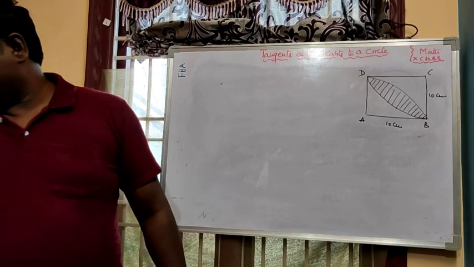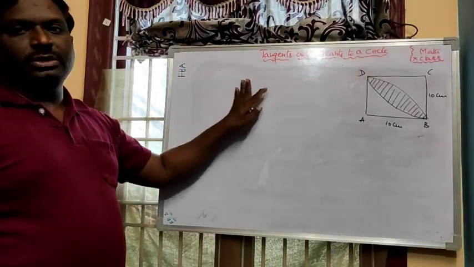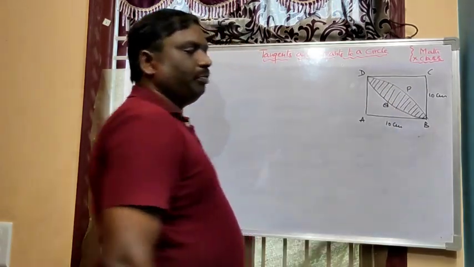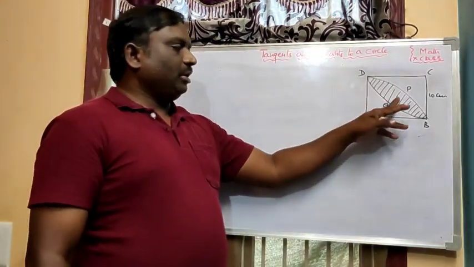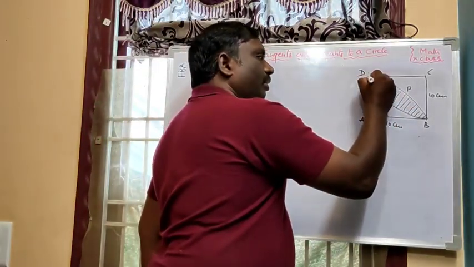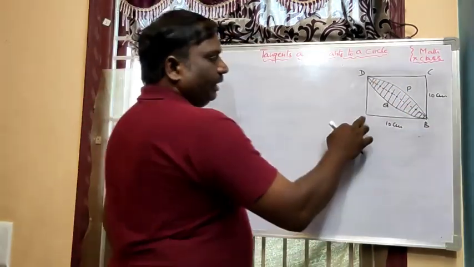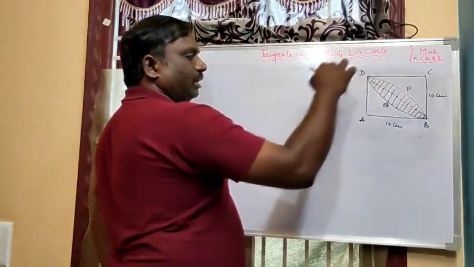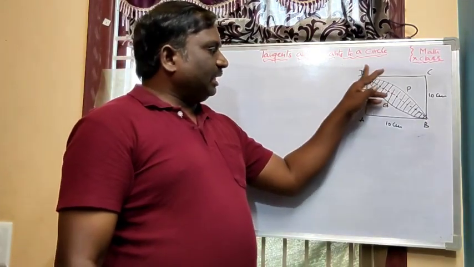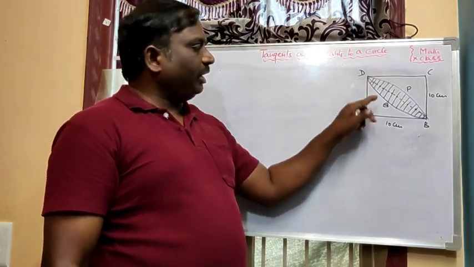I am giving the explanation here, not doing the full solution because there is no time. See here, I am marking P and Q. Very easy question. I'm taking a line like this. See here, ABPD is a sector. So ABPD sector minus area of triangle ABD, then you will get this region.